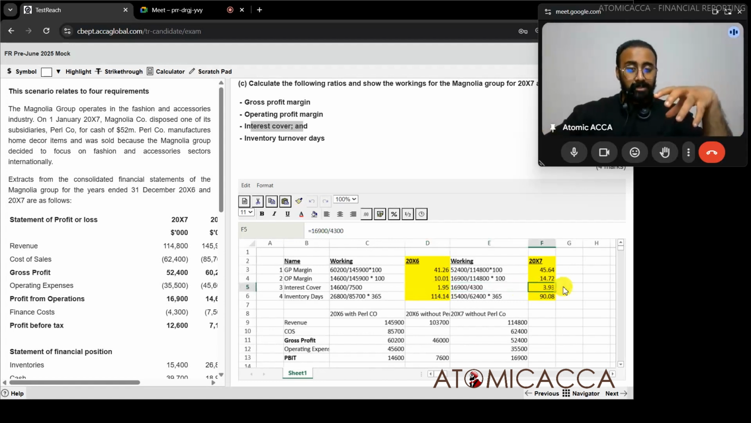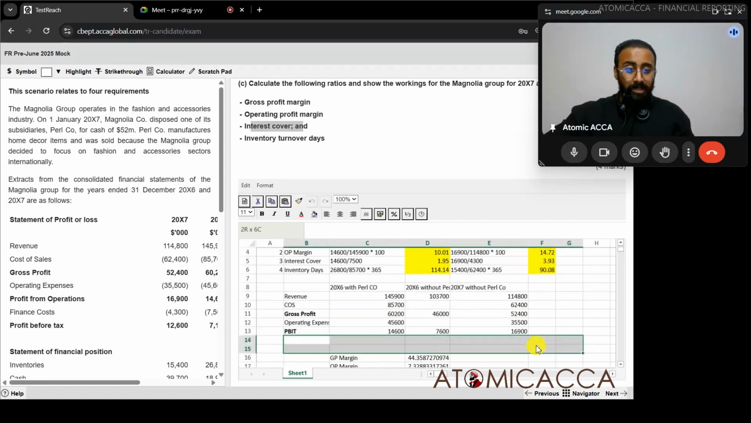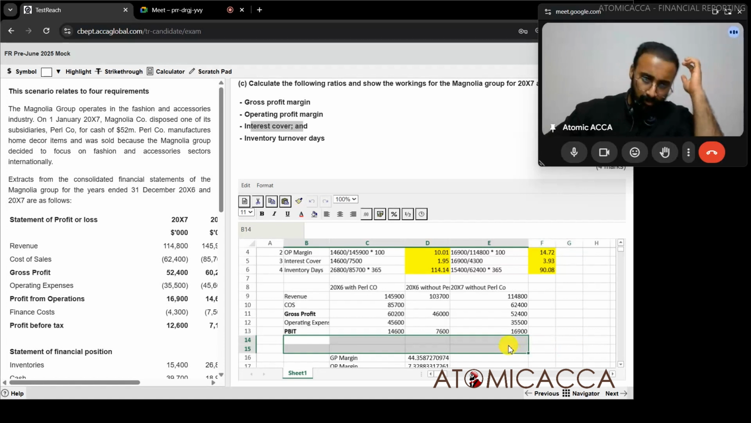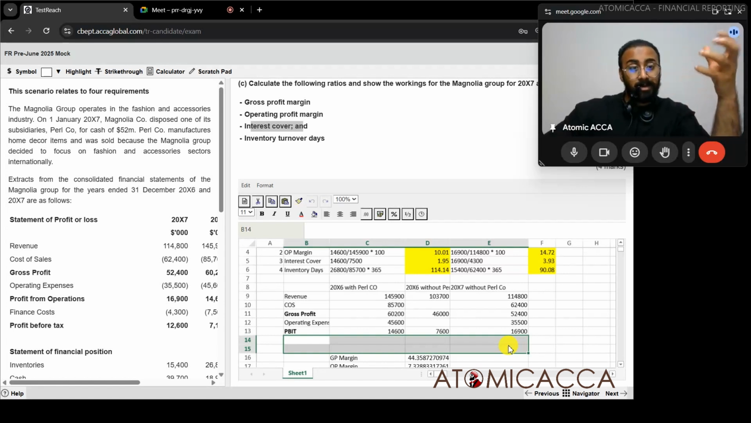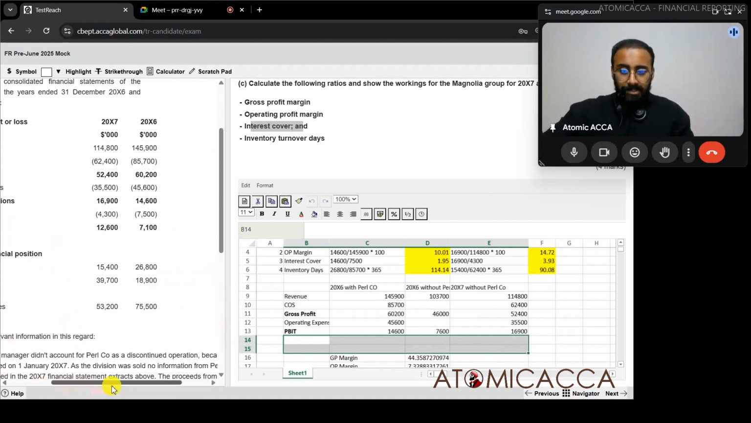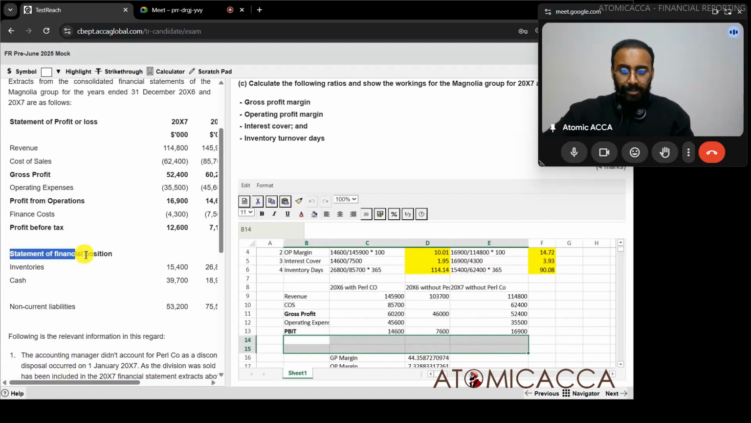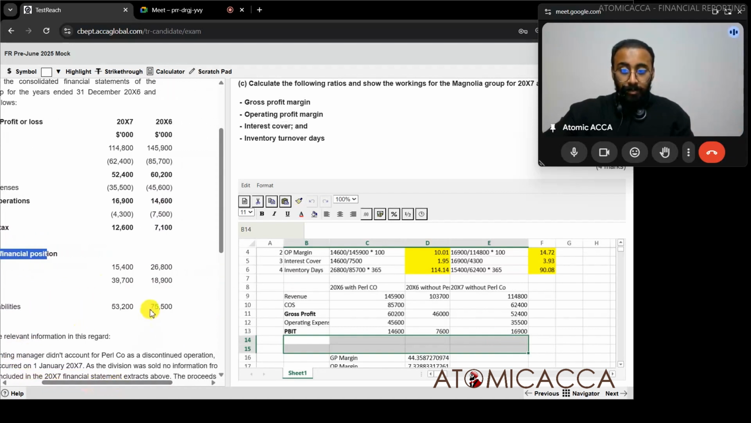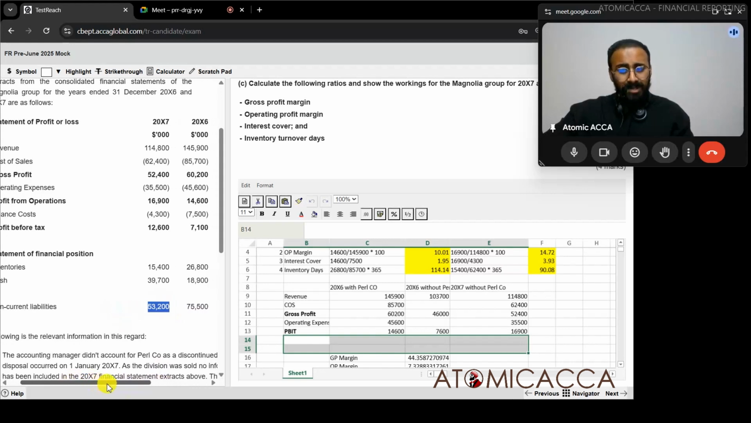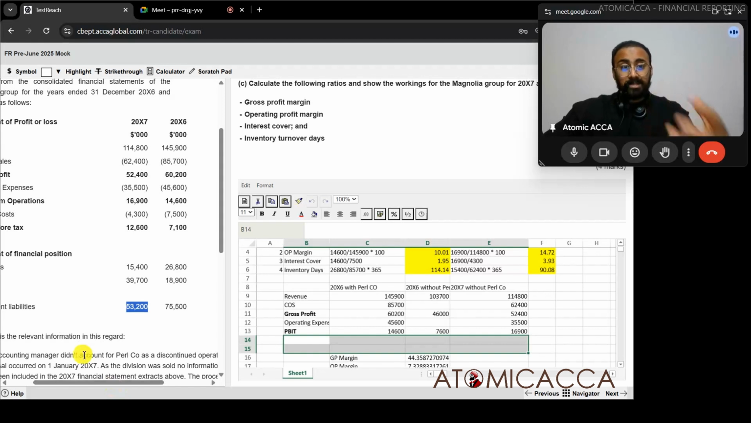So interest cover is getting really better, but nothing is given to us about Pearl company, so we don't know exactly what the situation could be. But you can assume that it is increasing significantly when Pearl company is removed, so probably Pearl company should be having a lot of liabilities. You can see over here there's a liability section given to us. That means for SOFP in the whole group, from last year to this year, there's a significant fall in NCL. But again, we don't know exactly what the reason could be.